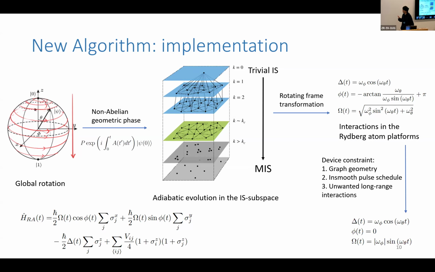But in real experiments, we have restricted access to these parameters. For example, the phase phi(t) cannot be any continuously changing function, so we have to set it as a fixed number. Here delta and omega, we also need to change accordingly. And after some approximation, the result is very simple. Delta is just a cosine function, and omega is just a sine function.